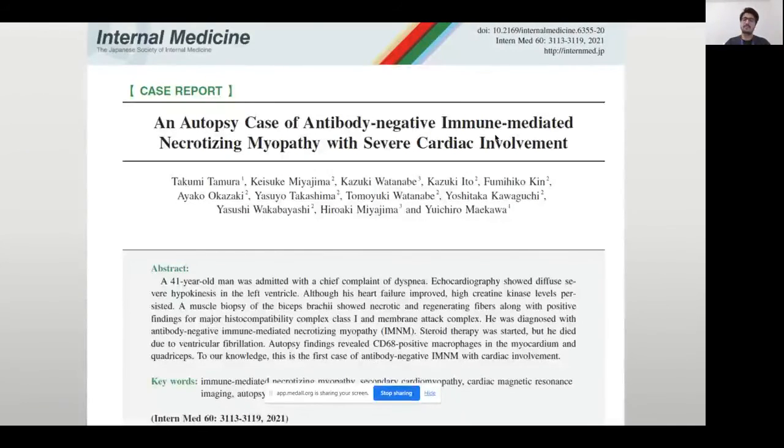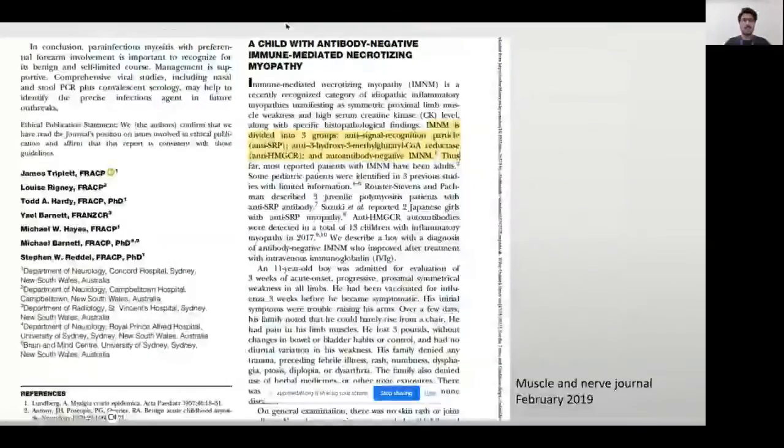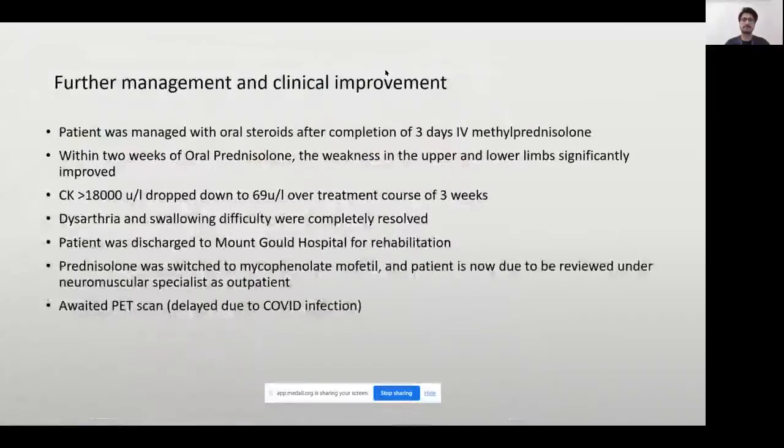I've gone through some of the literature search, and there have been some cases, especially one case, an autopsy case of antibody-negative immune-mediated necrotizing myopathy with severe cardiac involvement. It's one of the cases in the Japanese Society of Internal Medicine. And there's one more case of a child who had all these antibodies, nerve conduction studies, blood tests, and radiological investigations done, and at the end, the diagnosis was made as seronegative necrotizing myopathy.